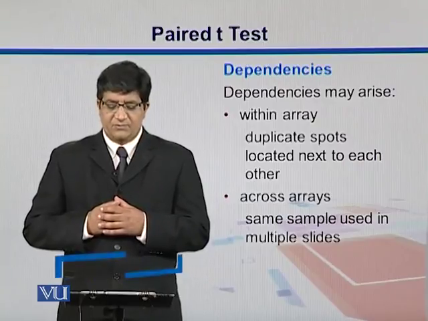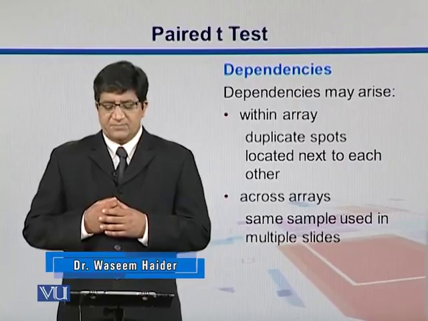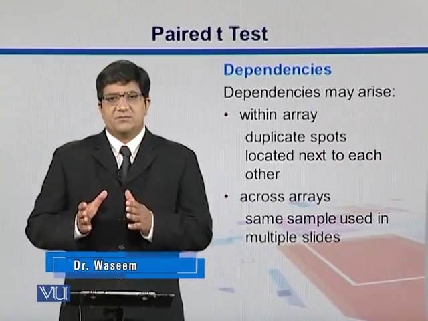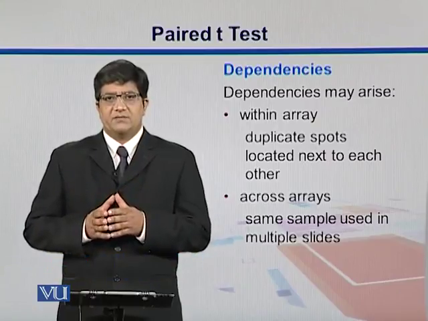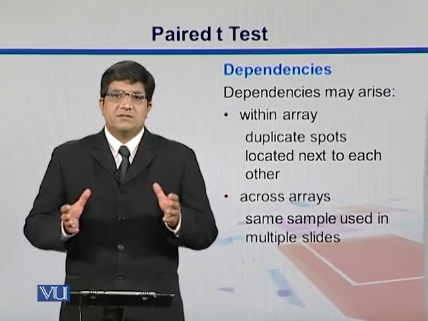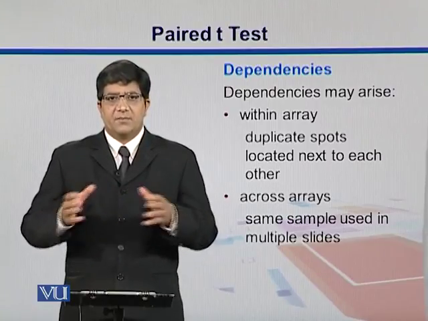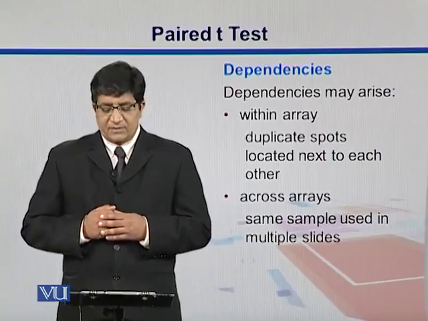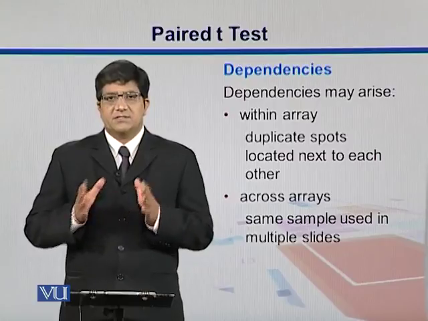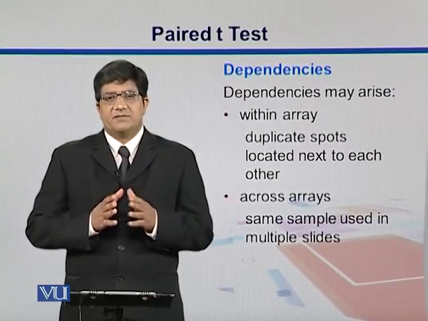For example, if you look into the microarray, there might be some duplicate spots which are located next to each other. Since these are the same spots but duplicated, they are correlated with one another. So you might want to take their means or averages for these two spots, and maybe combine these spots with one another. Sometimes you have the same sample across multiple slides. So in this way there is a correlation. The sample is the same, so you might want to keep track of this information.